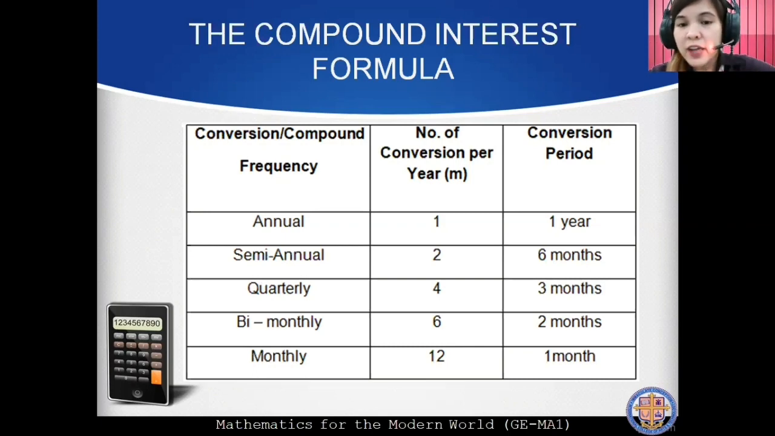Ulitin ko, annually, that's 1 year, so 1 na hati. Semi-annually, 2. So, every 6 months. So, 12 months divided by 2, 6 months. Quarterly, 4 hati sa isang taon. So, every 3 months. Bi-monthly, so 6 division in a year or in 12 months. So, 2 months. Monthly, 12 is our conversion period. And semi-monthly is 24.